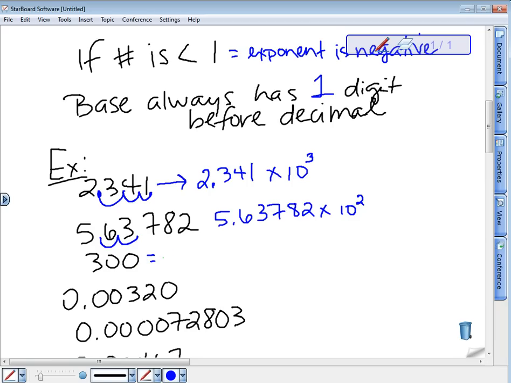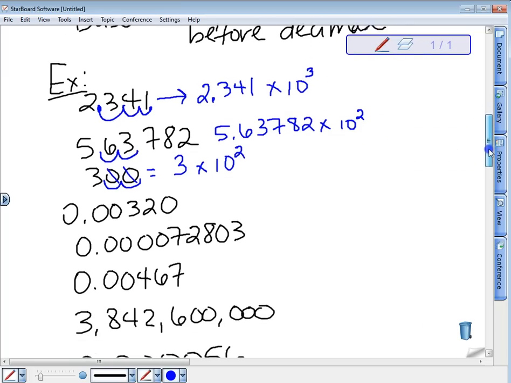For a number like 300, these zeros are not significant zeros. So I don't need to include them in my significand. I can just say 3. I would have to move my decimal 2 places, times 10 to the 2, to the second power.